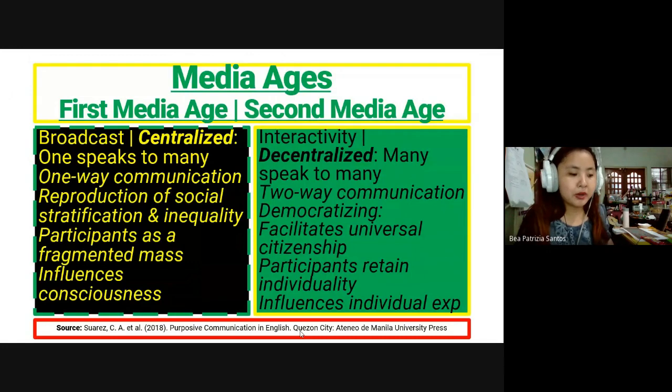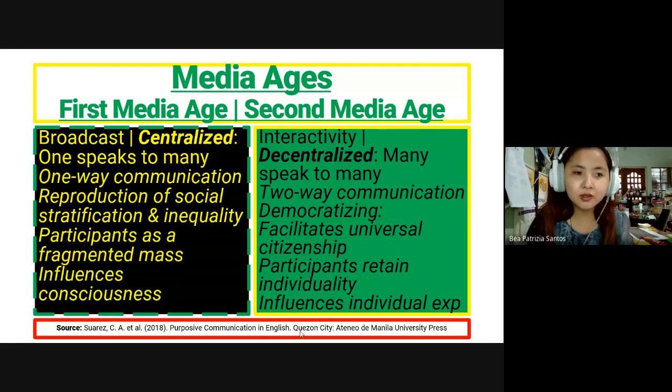We just have to remember, during the first media age, those who can afford radio and television are the only ones who can listen to news, which means those people are the only ones who can influence other people based on what they listen to from the news on radio and television. So basically, it's easy to influence mass consciousness.